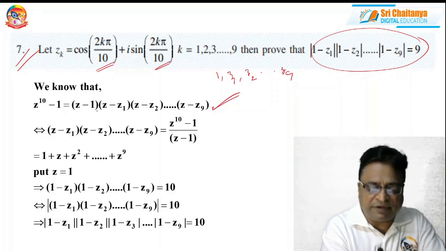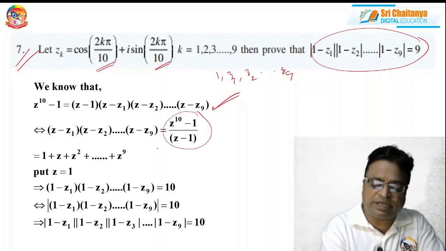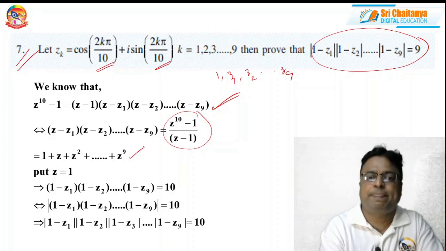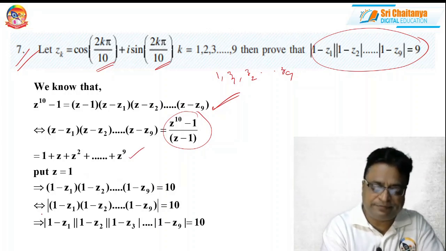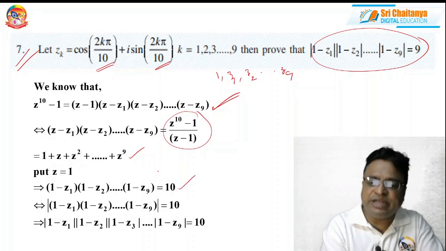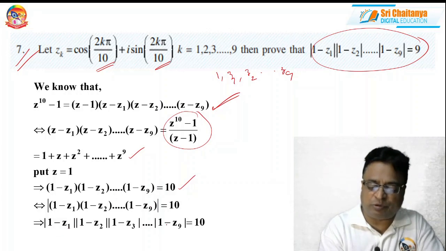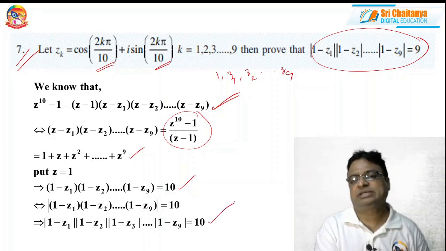And dividing Z power 10 minus 1 by Z minus 1, I can get 1 plus Z plus Z square and so on plus Z power 9. Put Z equal to 1 there. So (1 minus Z1) into (1 minus Z2) and so on (1 minus Z9) equals 1 plus 1 plus 1 and so on, a total of 10 terms, so I get 10. Take modulus on both sides. Mod Z1 Z2 is equal to mod Z1 into mod Z2. You apply this funda and you will get the answer.